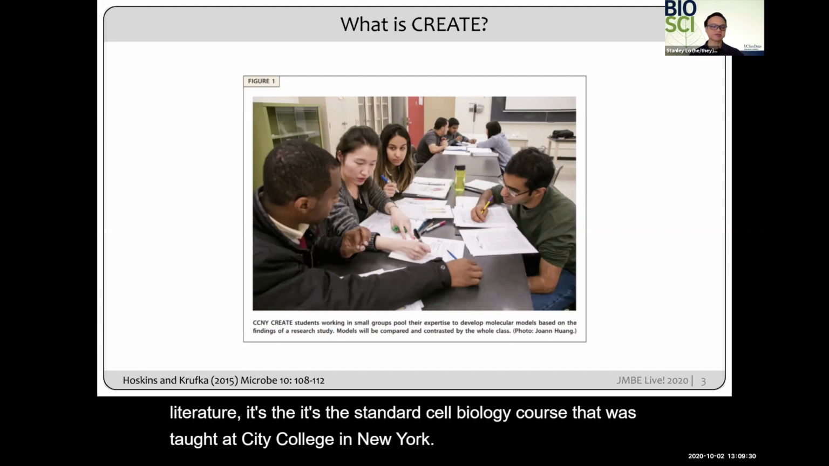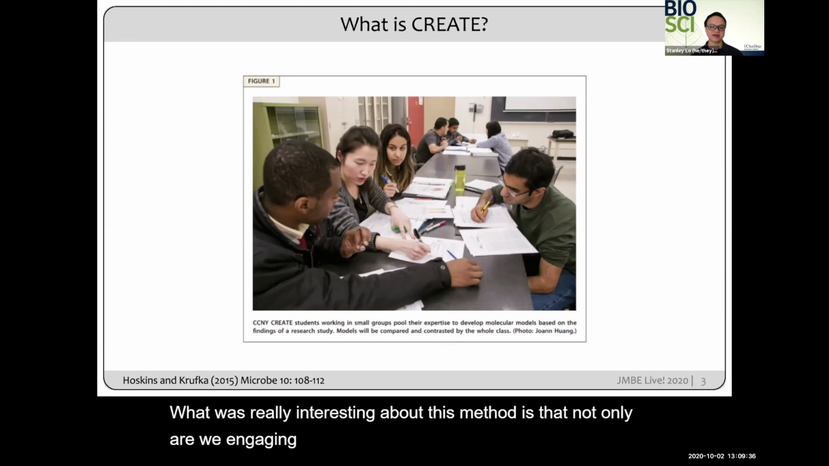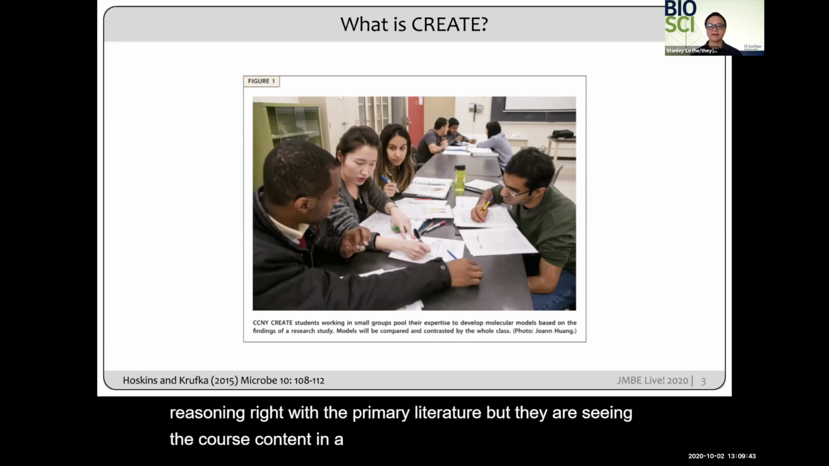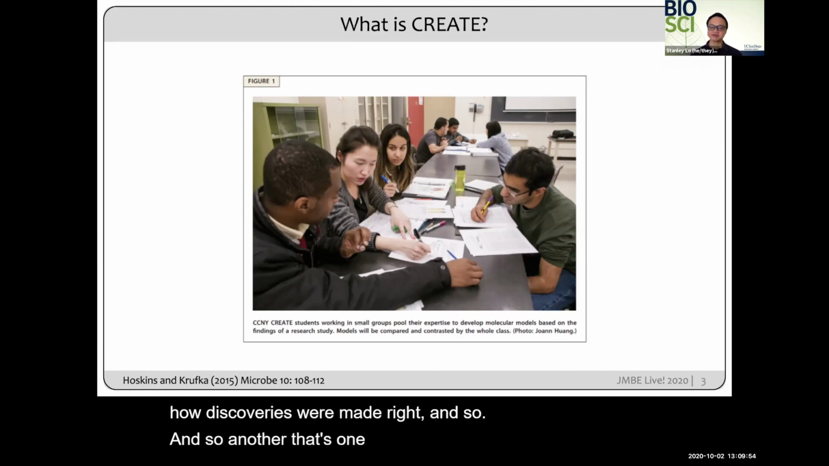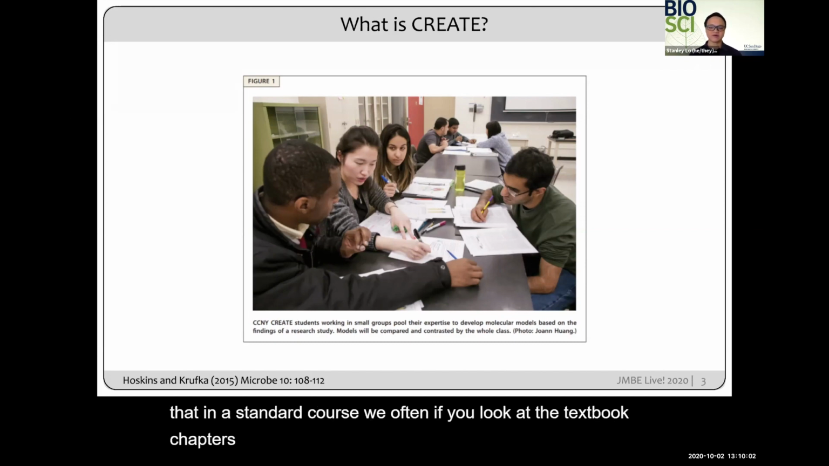And what was really interesting about this method is that not only are we engaging students in that critical thinking and analytical reasoning with the primary literature, but they're seeing the course content in a contextualized way that is situated in how discoveries were made, right? And so that's one advantage. And another advantage is that in a standard course, if you look at the textbook chapters, for example, we often go from one chapter to the next. They may or may not be connected. In fact, I teach genetics, right?